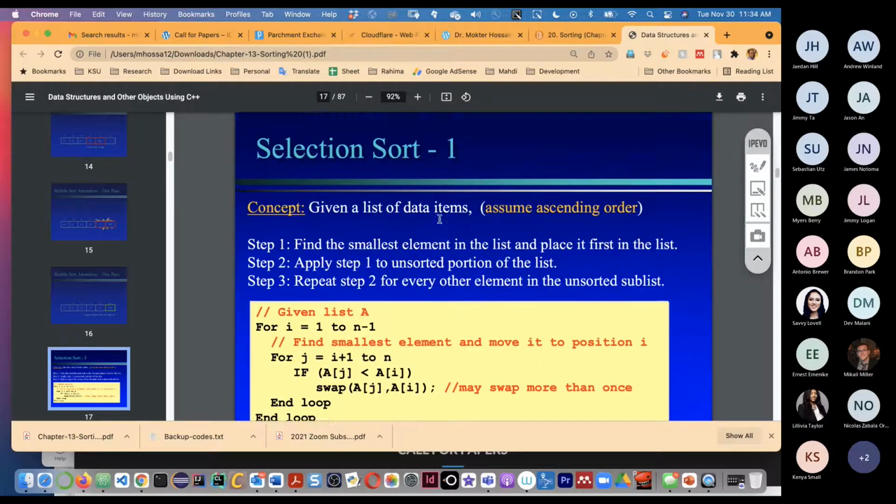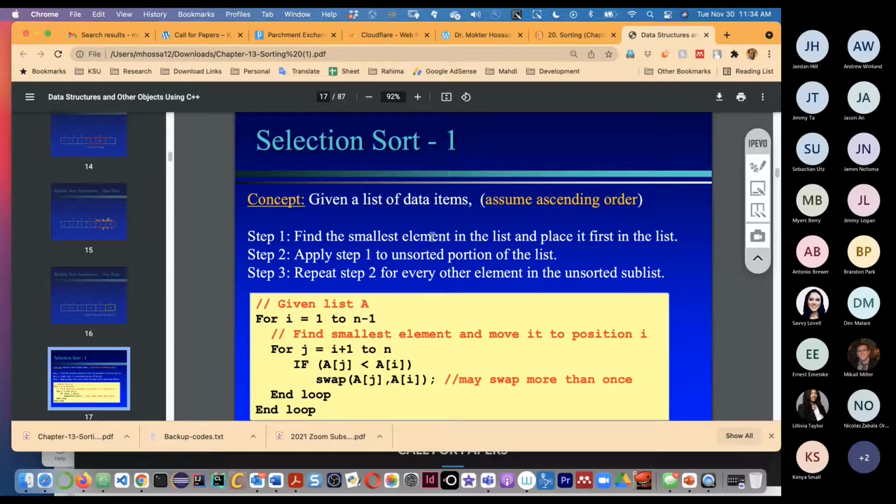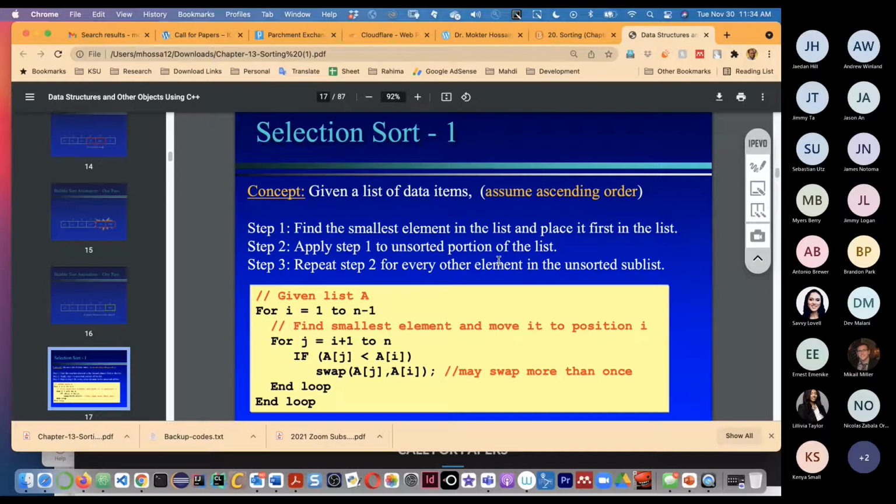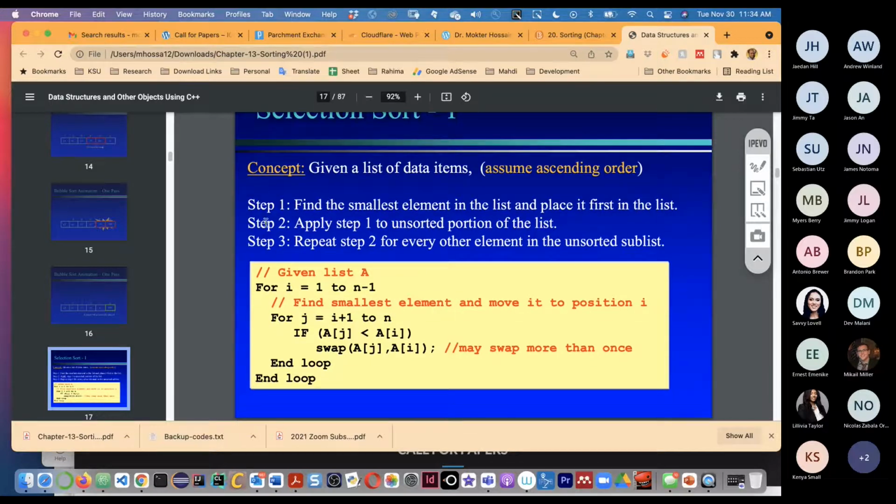Selection sort is another algorithm. It takes the smallest number in the list in the case of ascending order. If you sort in descending order, then we will find the largest element. So assuming ascending order, we find the smallest element in the list and place it first in the list. In the case of descending, we first take the largest element and put it first in the list.